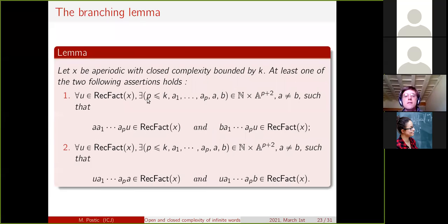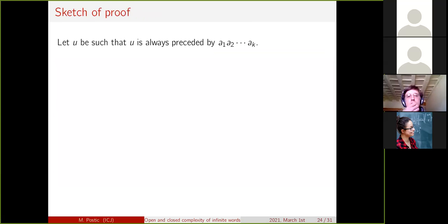And so what the lemma says is that whatever the recurrent factor you are considering, you know that there will be a left extension which will be left special in at most k steps, or you know that for every recurrent factor, you will be able to find a right extension which will be recurrent and which will be right special. Okay, so let's just show the idea of the proof.